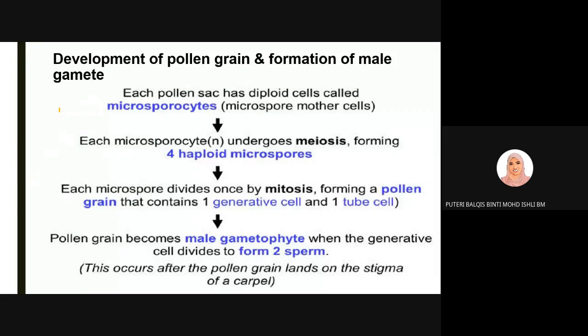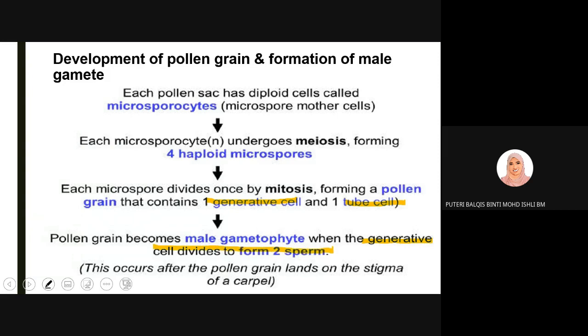Based on sentence lah. Each pollen sac has diploid cells called microsporocytes or microspore mother cells. Each microsporocyte undergoes meiosis, forming 4 haploid microspores. Each microspore divides once by mitosis, forming a pollen grain that contains 1 generative cell and 1 tube cell. The pollen grain becomes a male gametophyte when the generative cell divides to form 2 sperms.